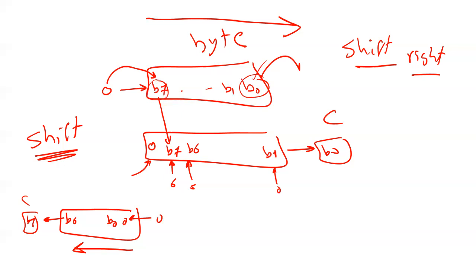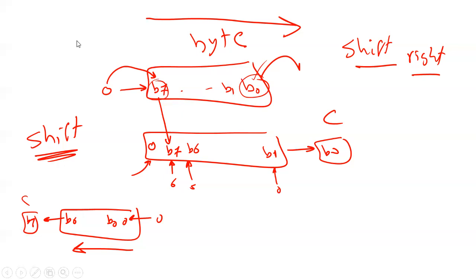Let me ask you a question. If I have a byte and I shift the byte 8 times, what would I have in the byte? 0, 0, 0, 0. That's true. Because every time I shift, I'm going to insert 0. After 8 shifts, where every shift moves only 1 bit, I'm going to get 0, 0, 0, 0. Is that okay?